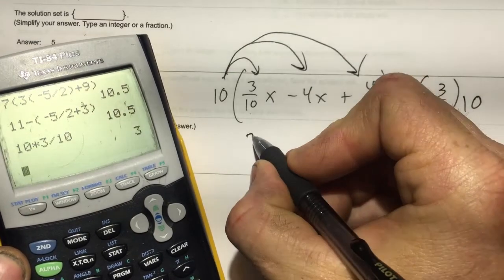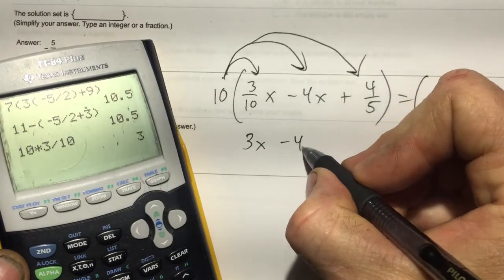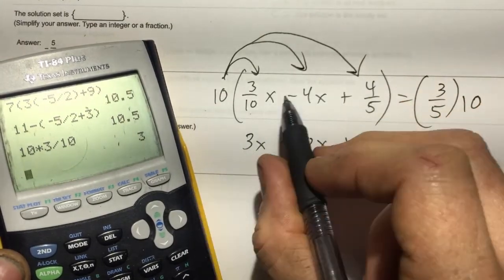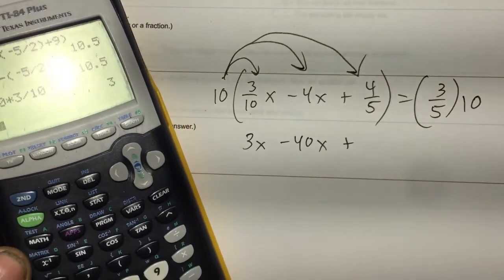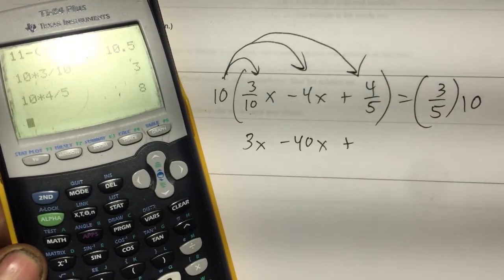That's 3, so it'd be a 3x. 10 times negative 4x would be negative 40x. And then 10 times 4/5, you just punch it in. 10 times 4 divided by 5. That's 8.